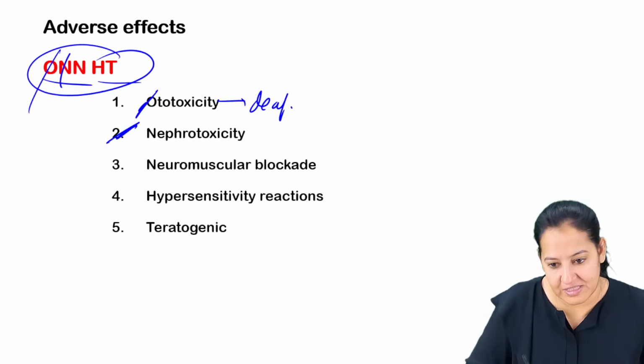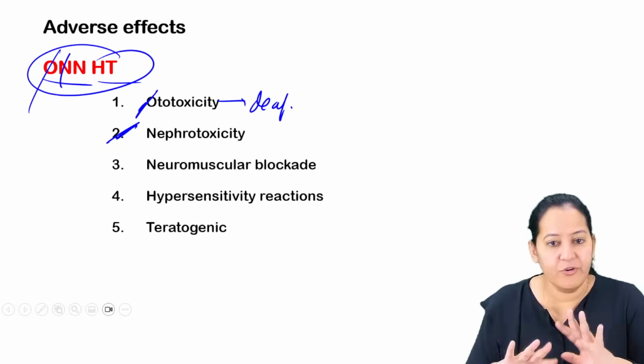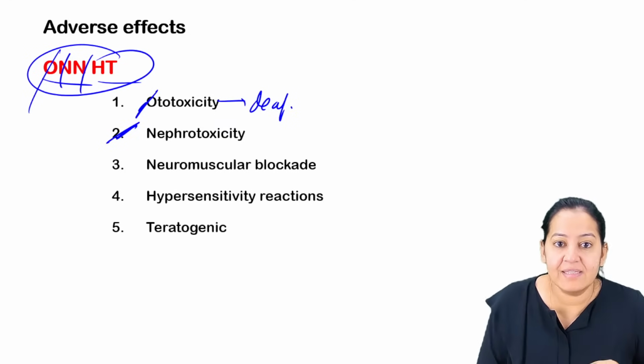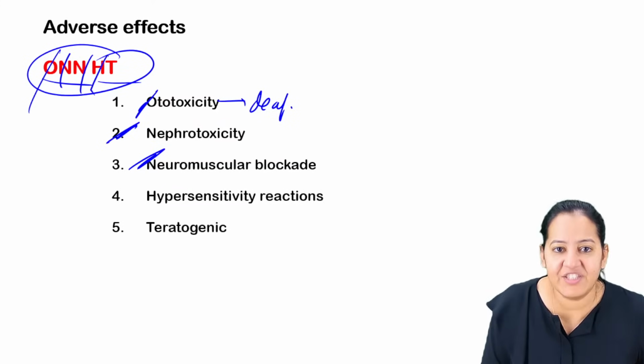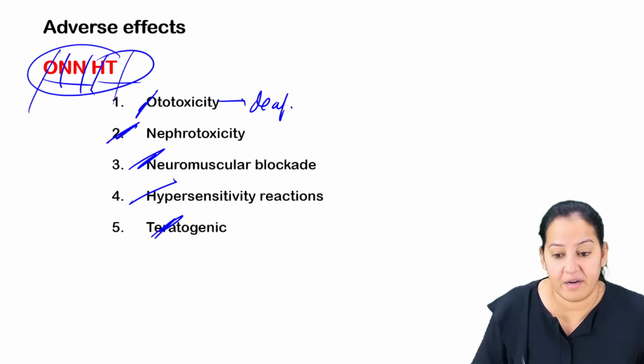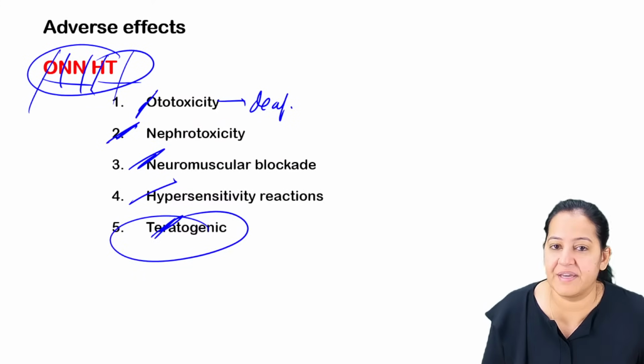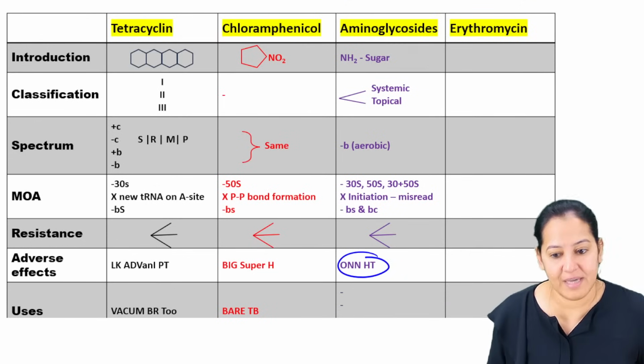N is nephrotoxicity. The kidney is damaged, but it's reversible. If you stop the drug, it will reverse. The other N is neuromuscular blockade, which is also reversible. H is hypersensitivity. T is teratogenic. Like tetracycline, never give it in pregnancy. So OHNT is the side effect.